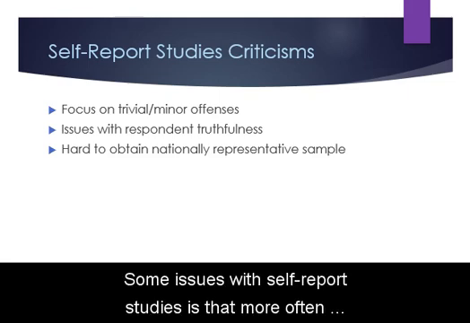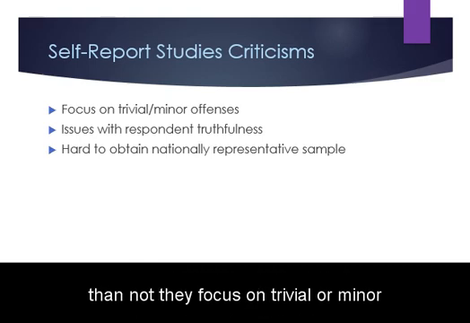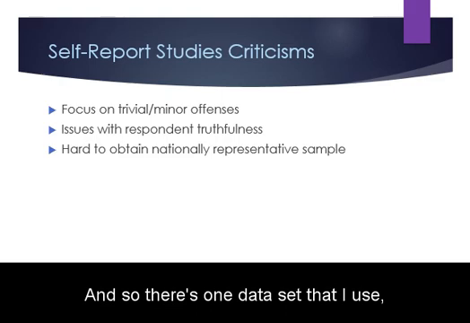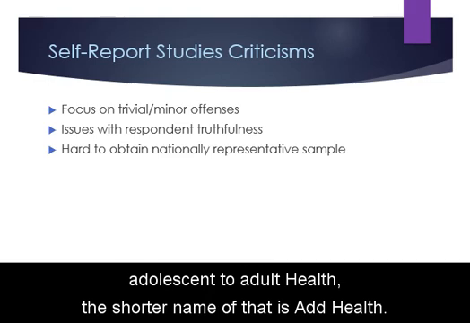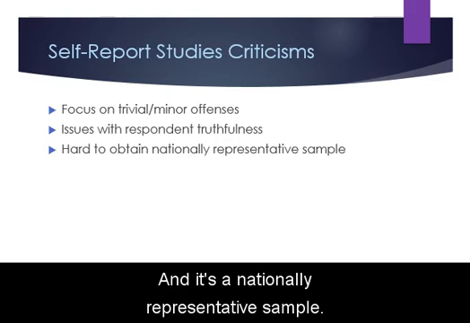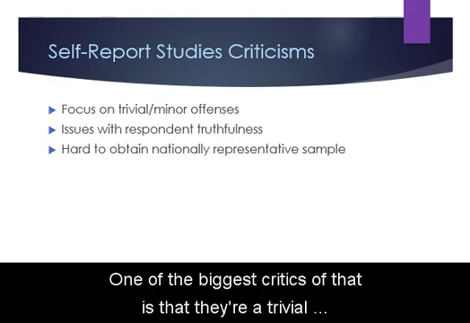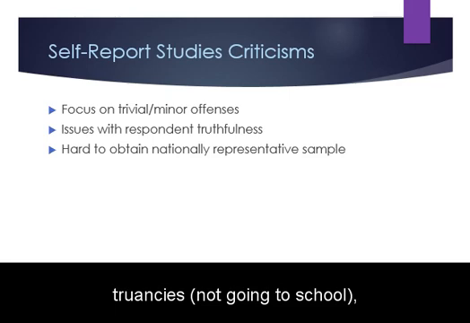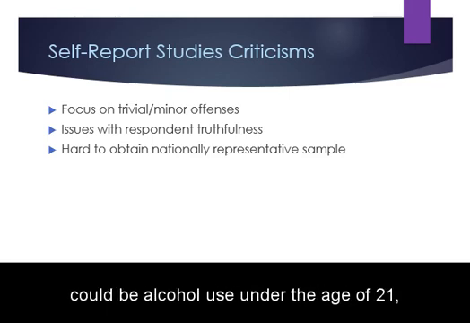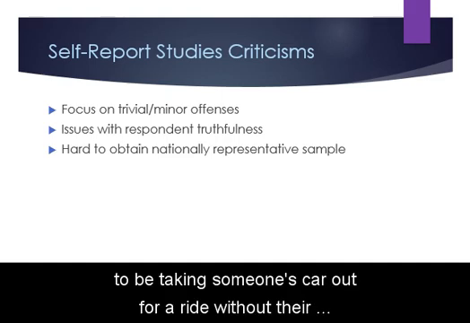Some issues with self-report studies is that more often than not, they focus on trivial or minor crimes. And so there's one data set that I use, and it's called the National Longitudinal Study of Adolescent to Adult Health. The shorter name of that is AdHealth, and it's a nationally representative sample. And one of the biggest critiques of that is that they're trivial offenses. So sometimes it could be like truancy, so not going to school, could be running away from home, could be alcohol use under the age of 21, could be taking someone's car out for a ride without their permission, so like joyriding.